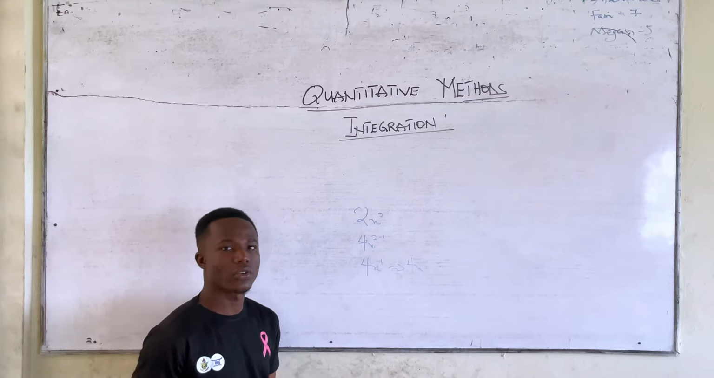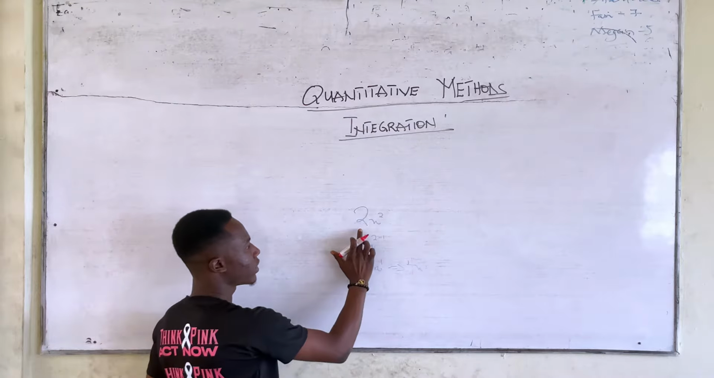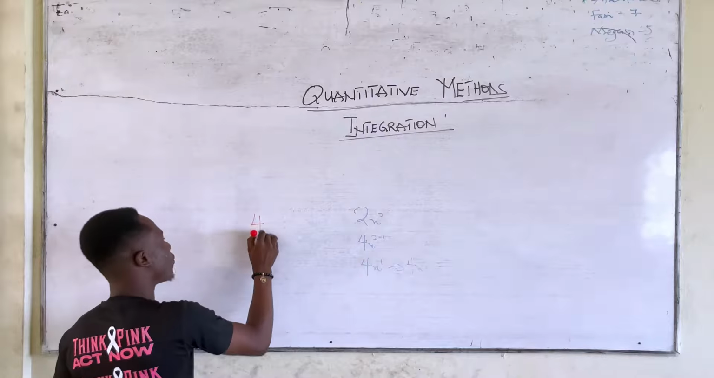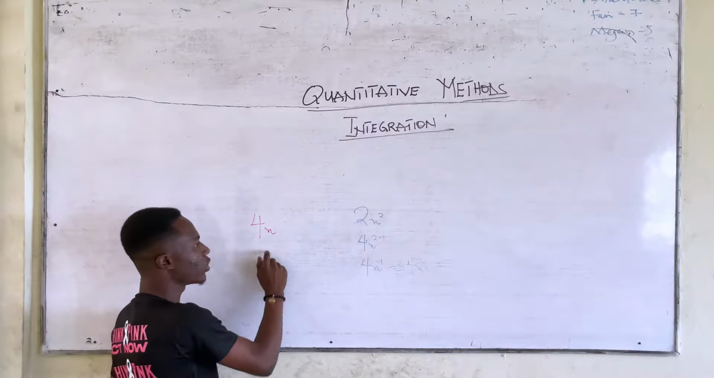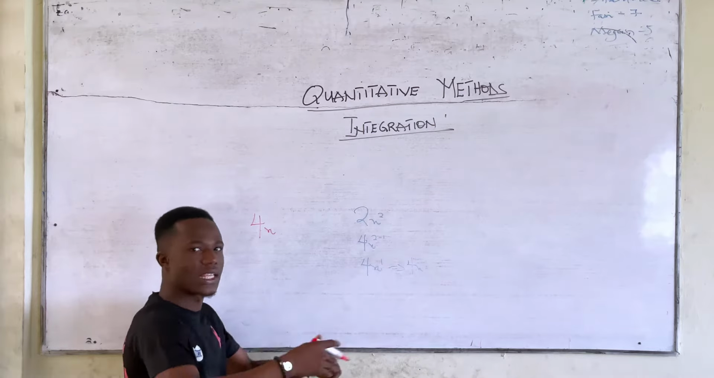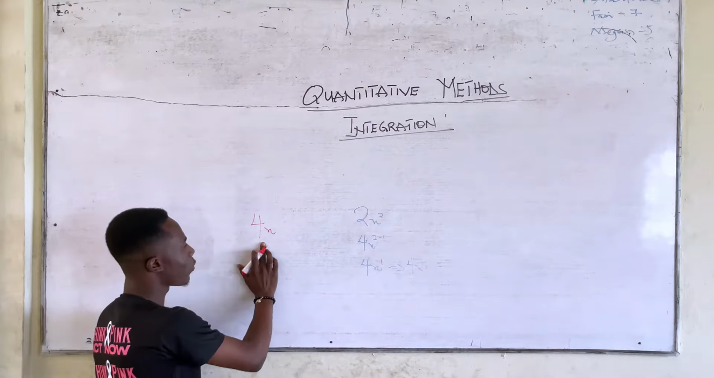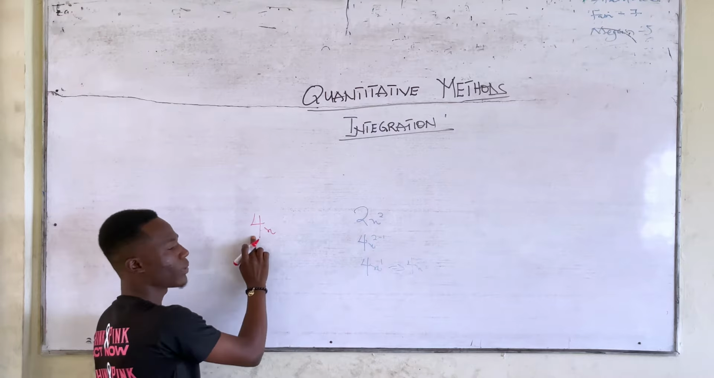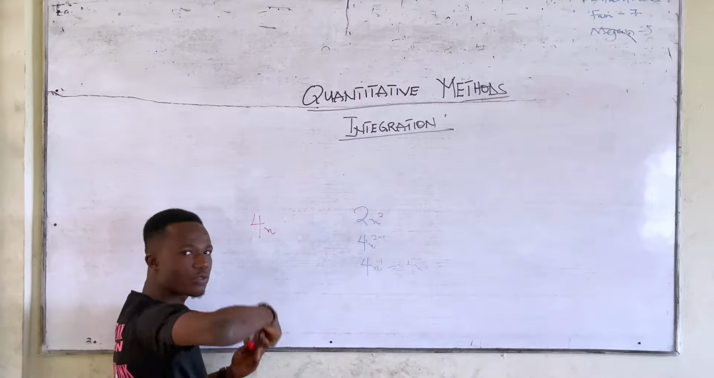But this time around we are just going to do the reverse of whatever we have learned. So we have 4x, and we are going to integrate this. If you integrate this, you get this plus a constant. That constant can take the form of any number. Under differentiation, you would have used the exponent to multiply, but this time around, you are going to add 1 to the exponent instead of reducing it.